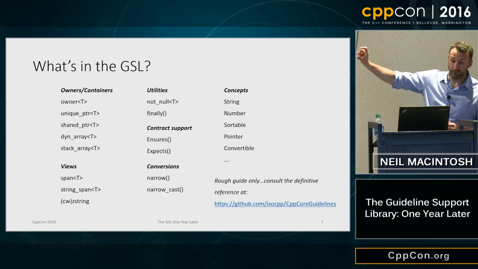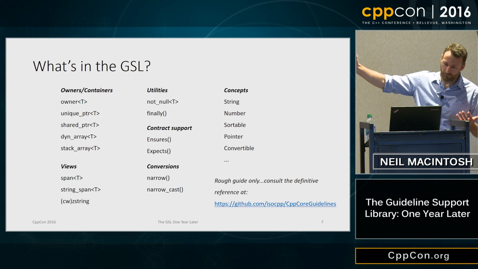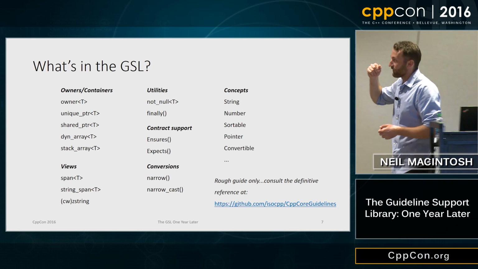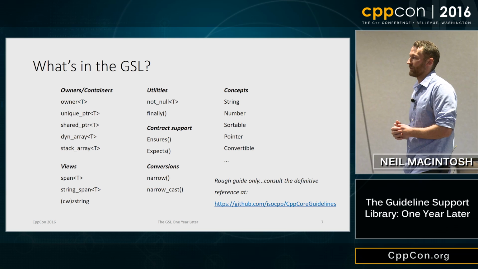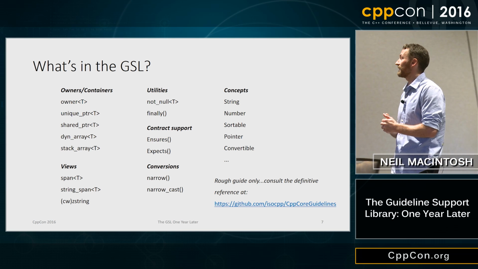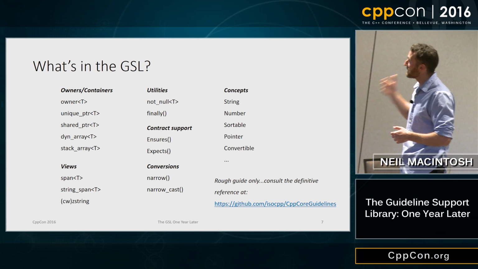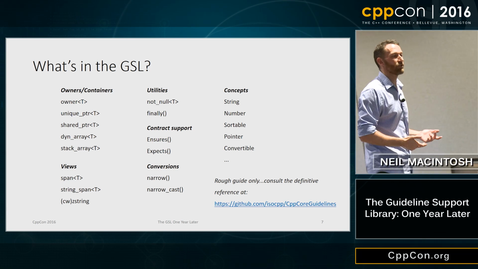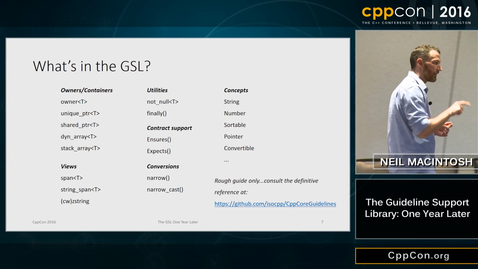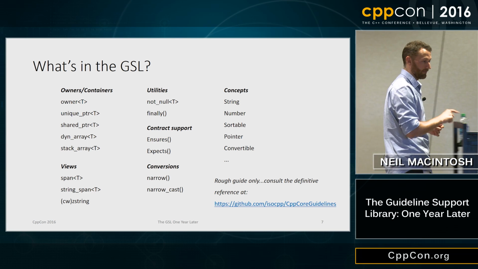We have Ensures and Expects under contract support. They're like the nexus of evil in the GSL because they're macros, so therefore they're clearly evil. They are stand-ins for the lack of a contracts facility in the language today. I'd love to see a contracts facility in the language one day, but until it comes, we have these macros that allow us to specify preconditions and postconditions for functions and have them enforced. And we'll dig a little bit more into that later in the talk about how the enforcement works.